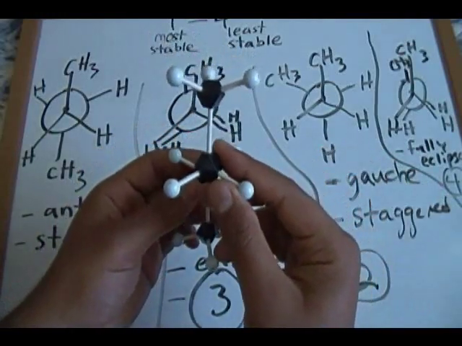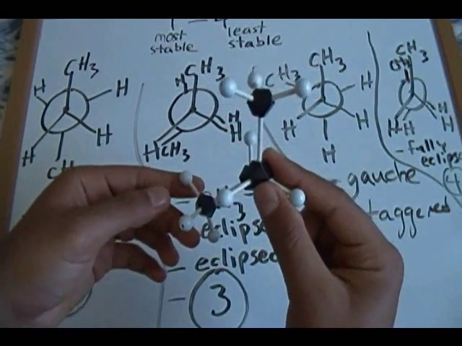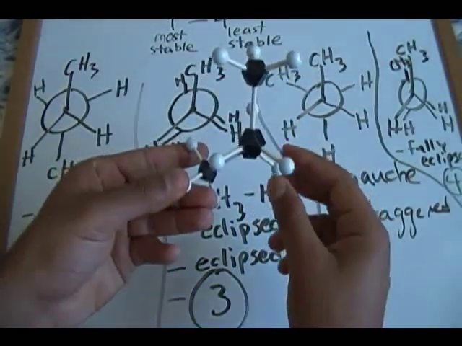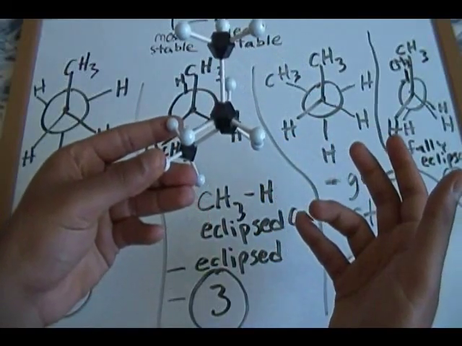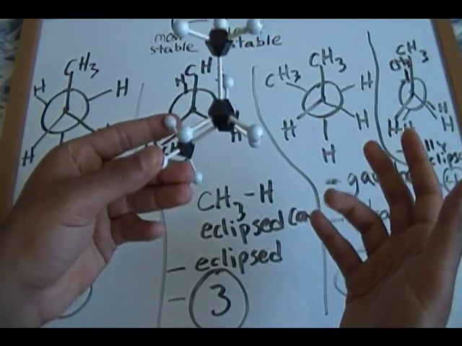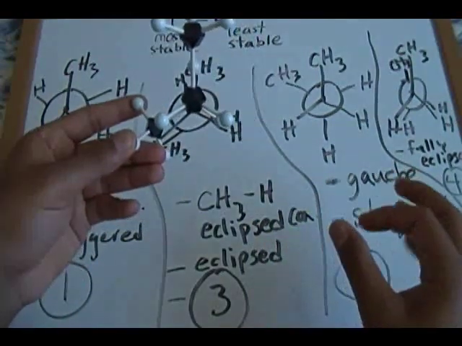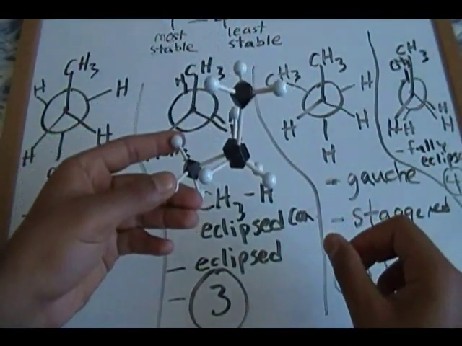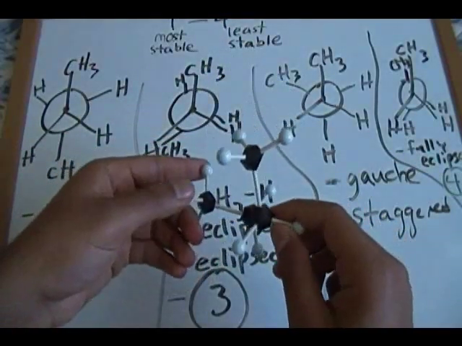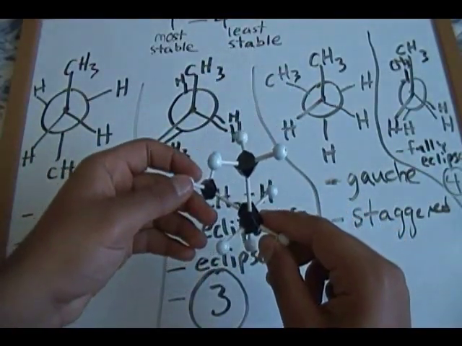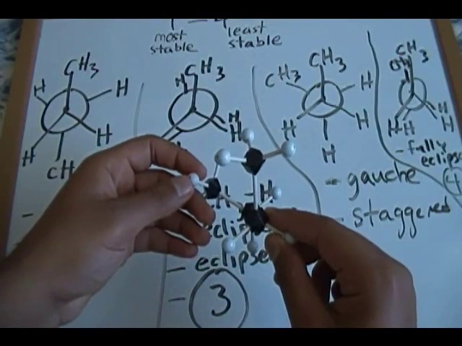Now if you rotate this 60 degrees, you get the next conformation, which is again a generic name, a CH3H eclipse conformation. You have torsional strain. You have just a lot of eclipsing going on here, and it is the third most stable conformation, or the second least stable conformation. If you rotate this another 60 degrees, you have the gauche conformation. It's staggered, but you have a little bit of steric strain. The methyl groups are interacting with each other.